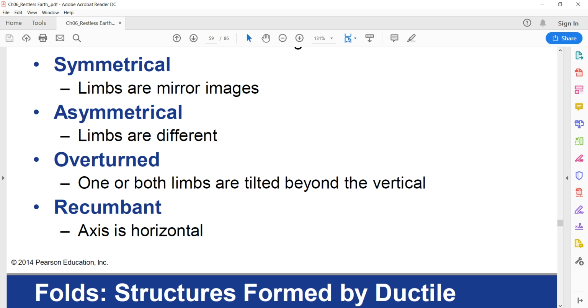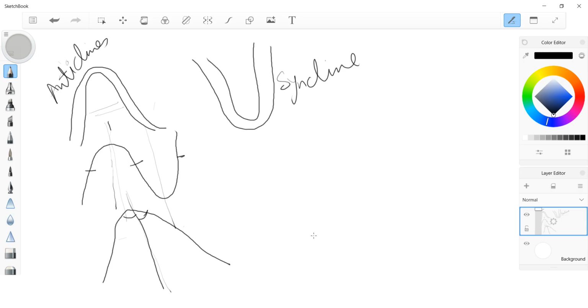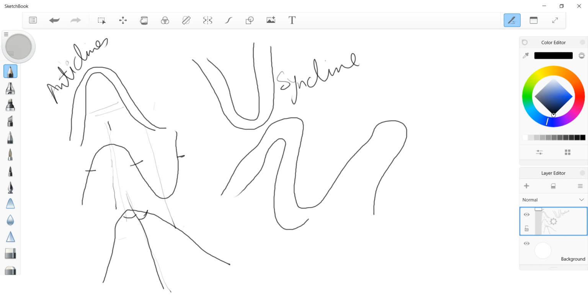Another one is overturned. So this is the case where one limb is like this, a little bit over the other one. So this is called overturned, where you can look at this axis is no longer vertical. Like in these cases the axis is vertical, but here now the axis is no longer vertical. So this is called the overturned case.